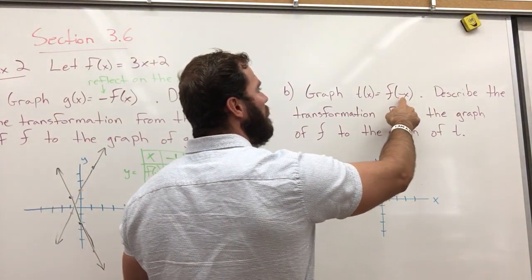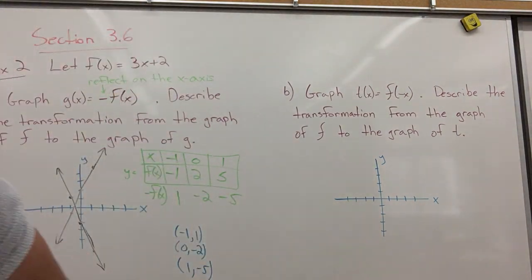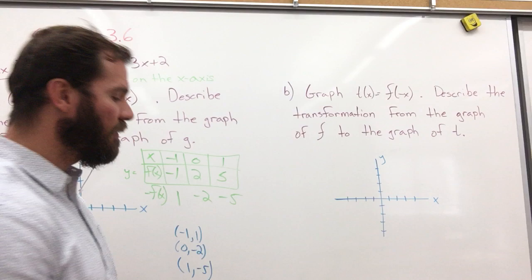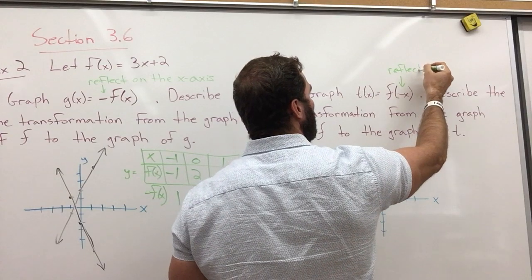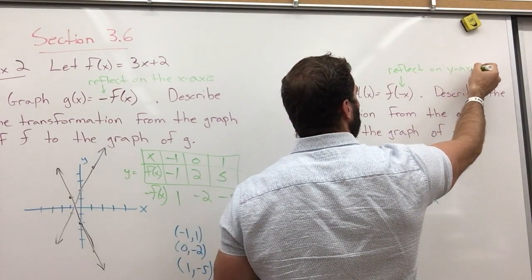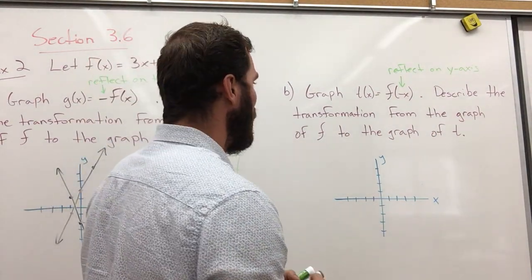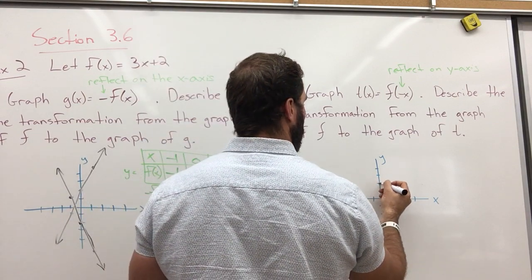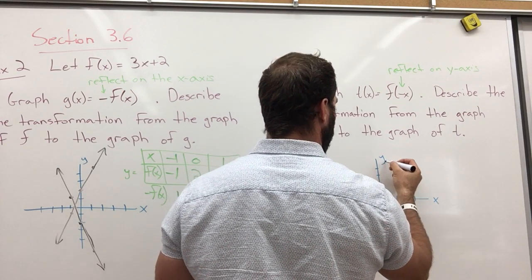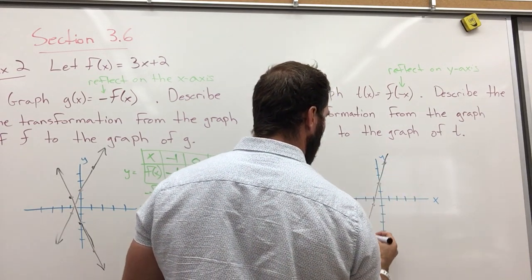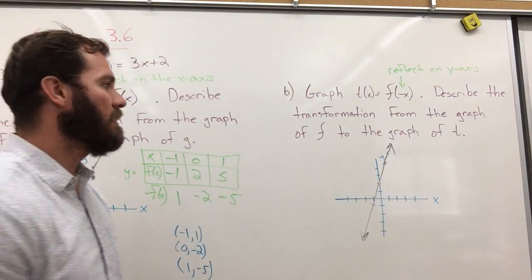Part B, the negative is in the middle, or it's inside the parentheses. And according to your book, when it's inside the parentheses, you reflect on the y-axis. So we're going to reflect on the y-axis. You need to know these things because you're going to use them all the time in geometry. All right, so again, I'm going to graph my original function, the parent function. 1, 2, 3, 4, 5, 1. Okay, and I'm going to reflect on the y-axis.